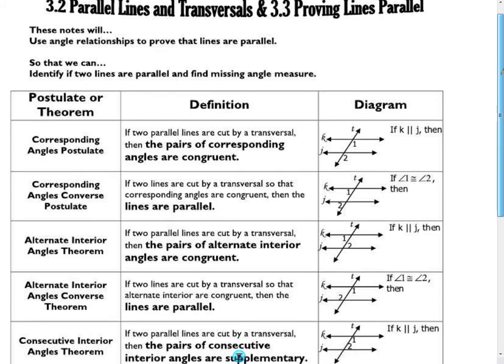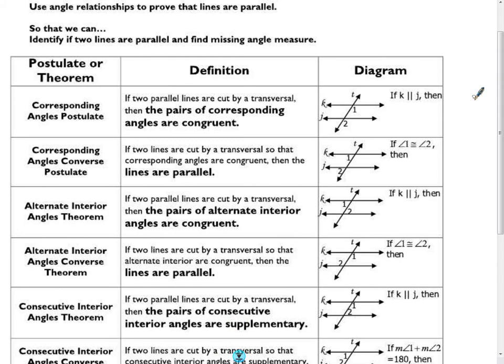So zooming in here on our notes, one of the first angle relationships we talked about last class was the corresponding angle postulate, which said if two parallel lines are cut by a transversal, then the pair of corresponding angles are congruent. If you think back to chapter 2, we talked about conditional statements as P implies Q. So if K and J are parallel, then angle 1 is congruent to angle 2.